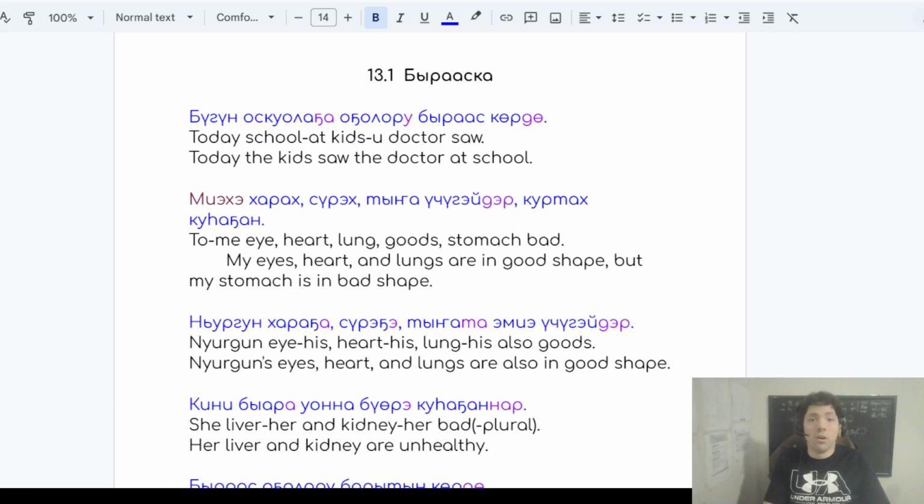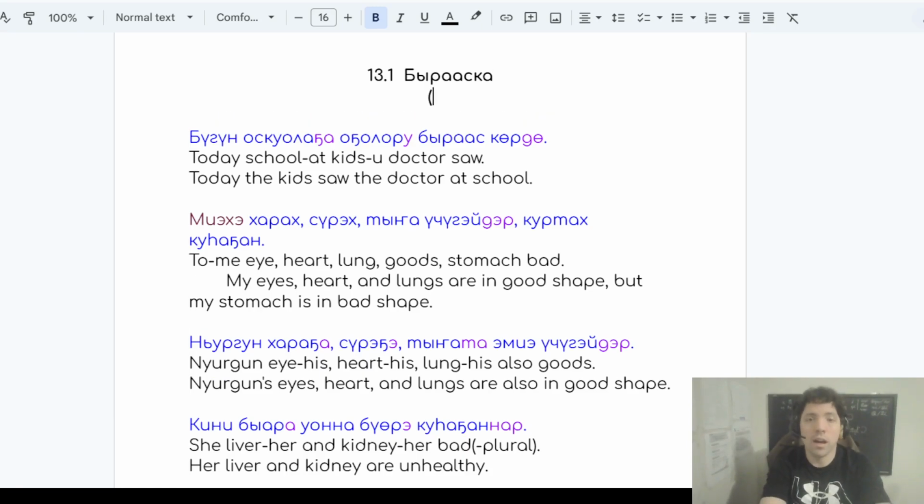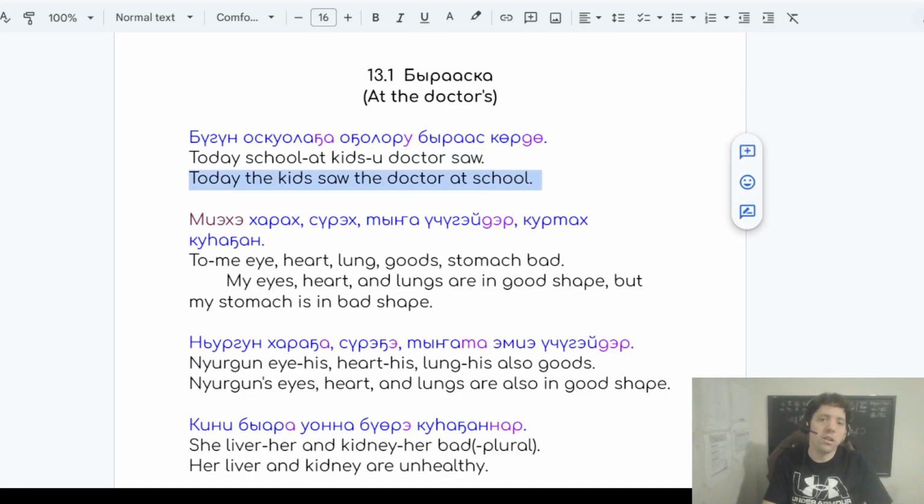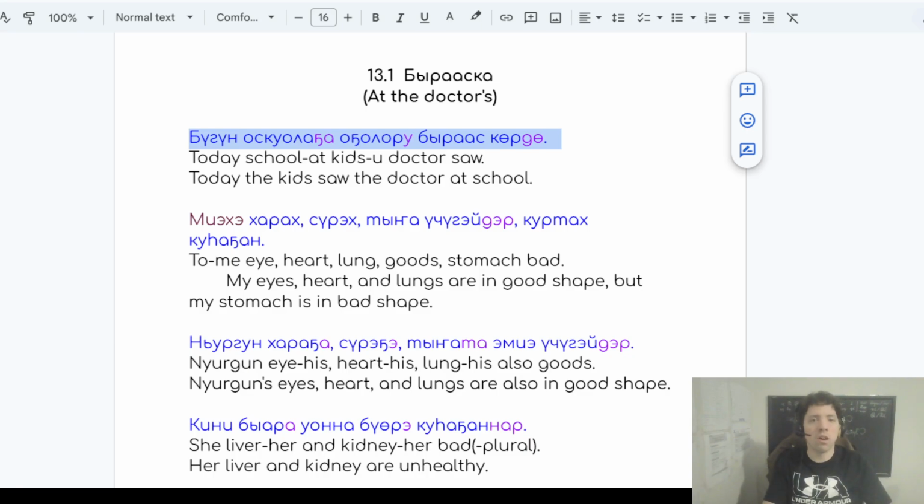Anyway, so yeah, Baraska is our first reading section, and Baras we already know means doctor, so add the doctor. It doesn't have the z, but yeah. All right, so we're gonna just read through. Friendly reminder: we have the Sakha, we have a literal word for word translation, and we have the English translation that is more natural. All right, so bugün askolaga ağaları bıras gördü. Today school at kids doctor saw. Today the kids saw the doctor at school.